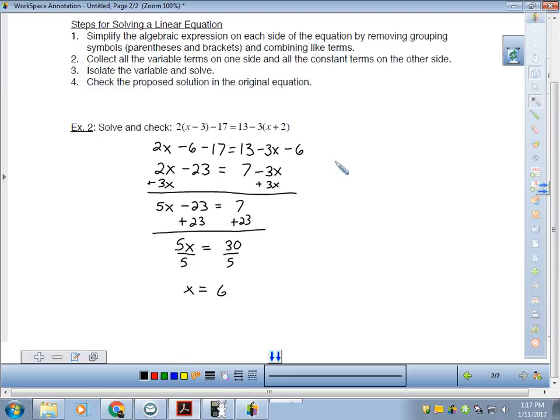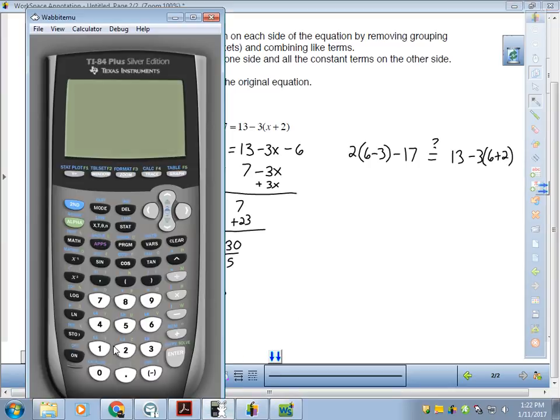Our last step should be to check this solution in the original equation. So 2 times 6 minus 3 minus 17. We want to see, does that equal 13 minus 3 times 6 plus 2? I'm going to cheat a little bit and use my calculator here.